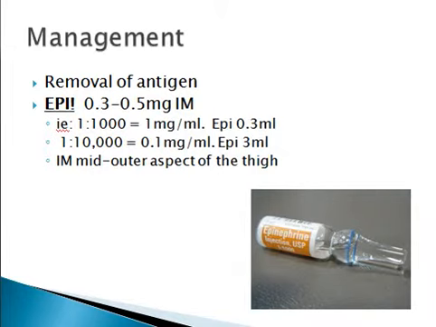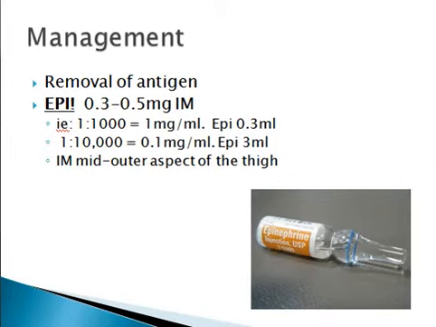So, what are the immediate managements with anaphylaxis? First thing is remove any antigen that's causing the anaphylaxis. If there's any medication, IV drips, stop it immediately. And pharmaceutically, you give them epinephrine. If you're diagnosing someone with anaphylaxis, there's really no absolute contraindications to epinephrine. An adult dose is 0.3 to 0.5 milligrams intramuscularly.